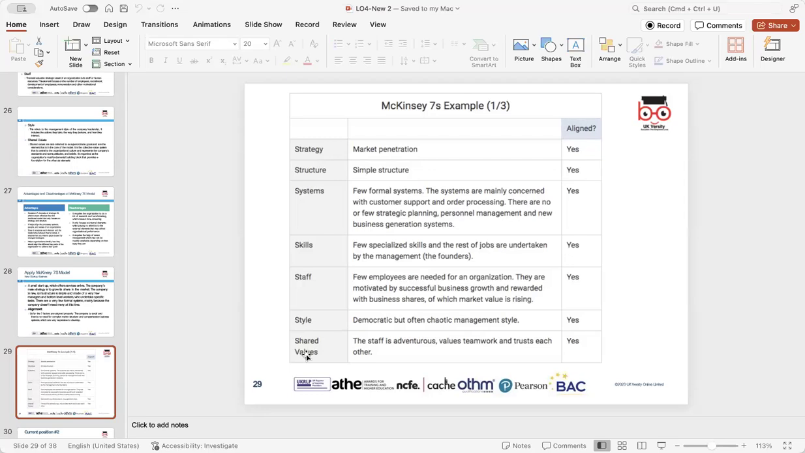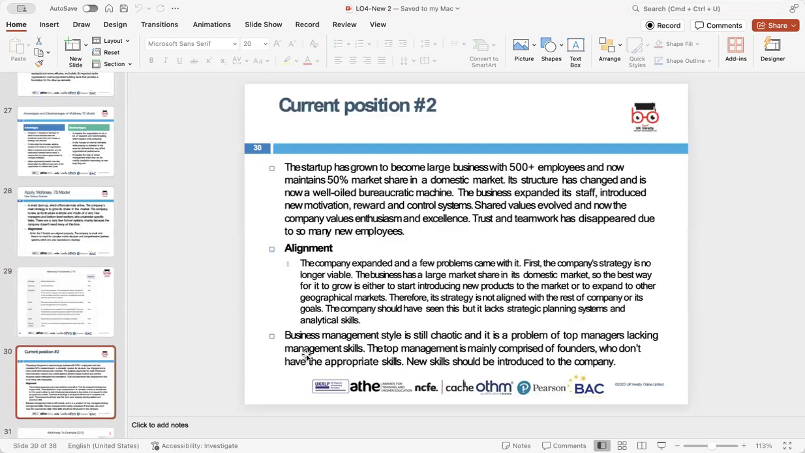So in this initial phase, the elements of the McKinsey 7S model are well aligned, reflecting the startup's successful adaptation to its operational context. Current position and changes in business growth. So as the startup evolves into a larger business with over 500 employees and a 50% market share, its organizational dynamics change.